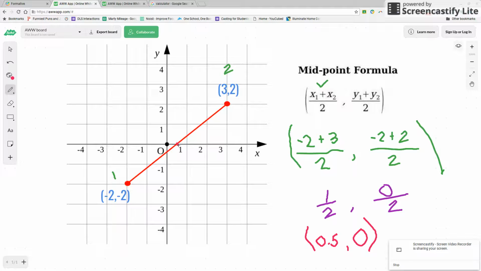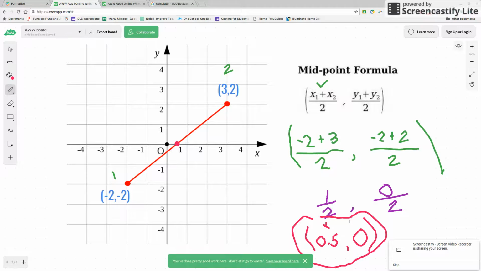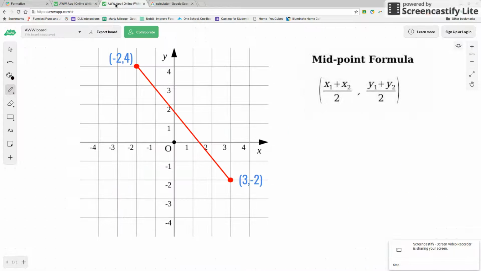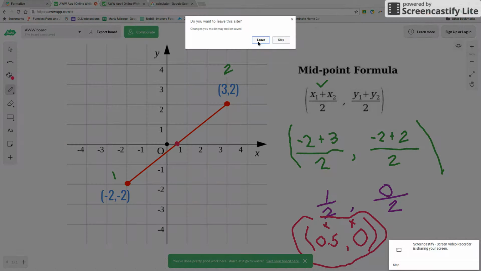So if I plot that point, which is right there, even just using my eyes, I can tell that that's pretty close. That is the midpoint. That is the middle part of the line. So my final answer, what is the midpoint of this line? Well, the midpoint is this coordinate of 0.5 as my x number, 0 as my y number. Okay, so we just use that equation. Let's take a look at one more.